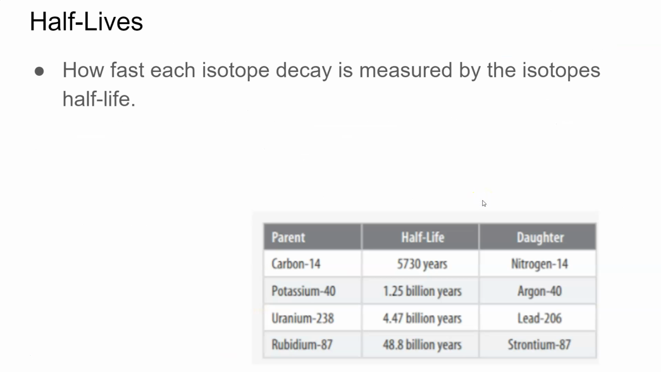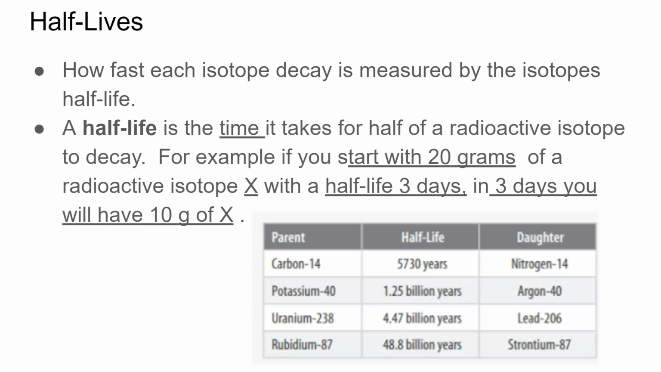So how do they use these isotopes to determine the age of something? Well, it all has to do with something called half-life. Half-life is the amount of time it takes for half of a radioactive isotope to decay. For example, if you started with 20 grams of a radioactive isotope, X, with a half-life of 3 days, in 3 days you'll have 10 grams of X. You're only going to have half that amount.